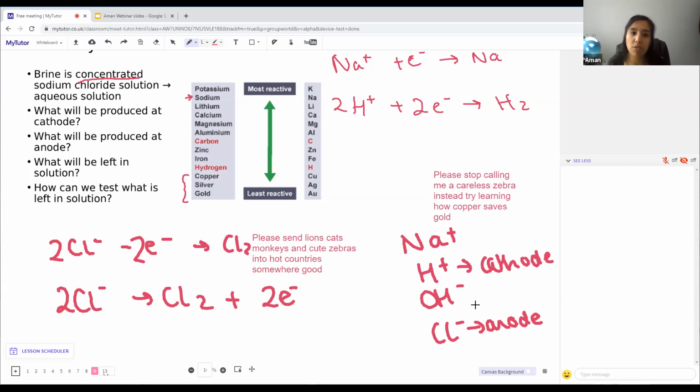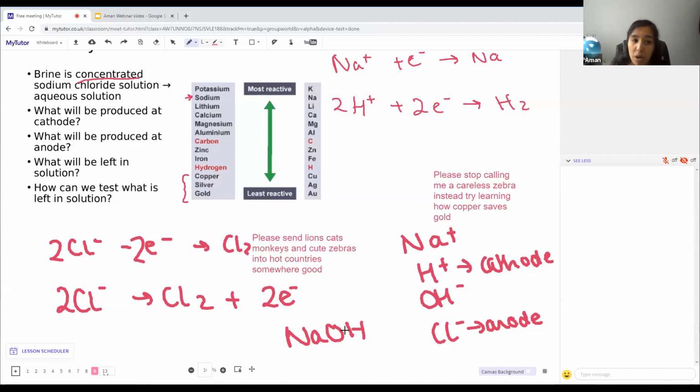So what's left in the solution? What's left? Sodium and this, what does that produce when it's left? Good, sodium hydroxide. So what's left in the solution is sodium hydroxide. And one of the key exam questions we often get is what's left in the solution? So the answer is sodium hydroxide. And the reason for that is that sodium ions are left and hydroxide ions are left. They react together to produce sodium hydroxide, NaOH.